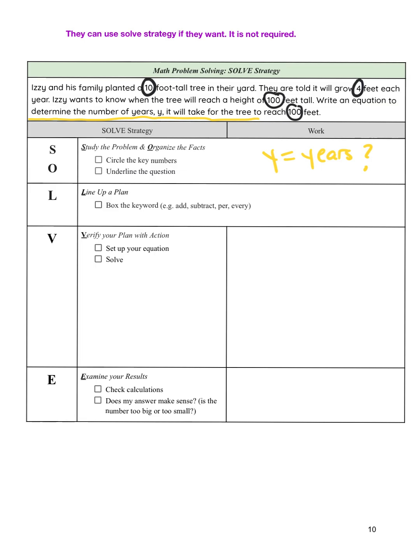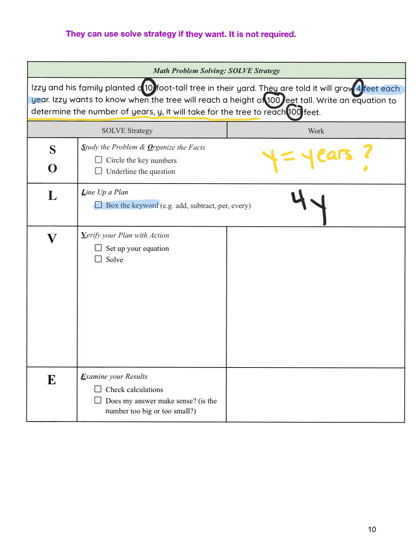All right, next, line up a plan. When we're lining up a plan, we're going to box that keyword. I'm going to highlight it blue instead. So keyword here is each. So it's 4 feet each year. That's my keyword. And with my keyword, if it's 4 feet each year, I don't know the number of years, so that's like my 4y right there.